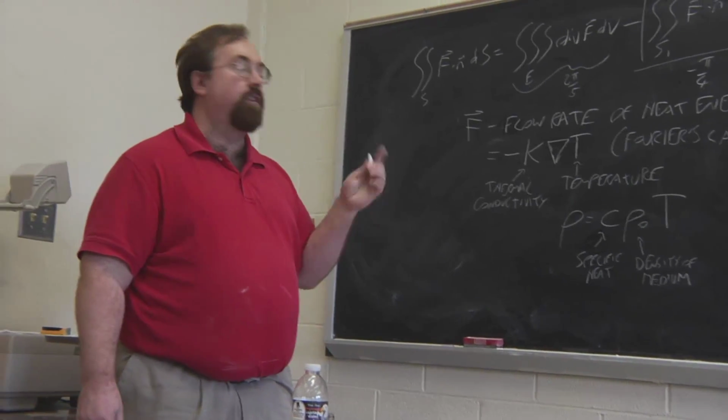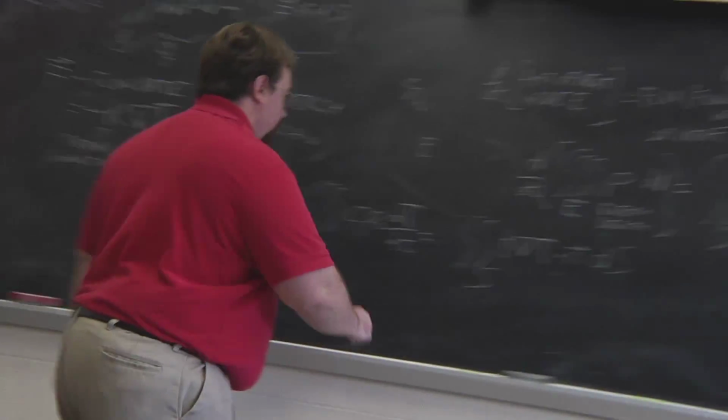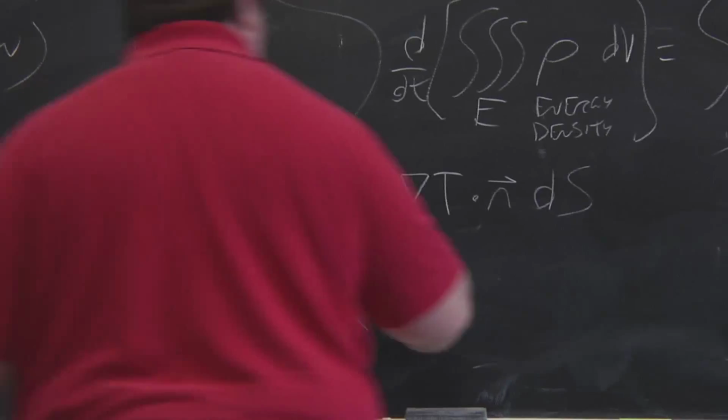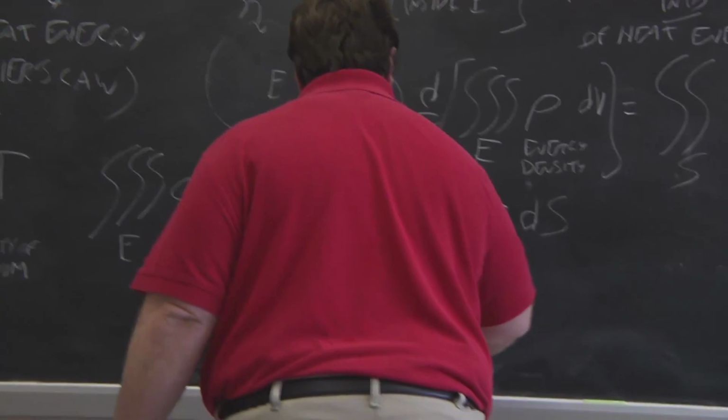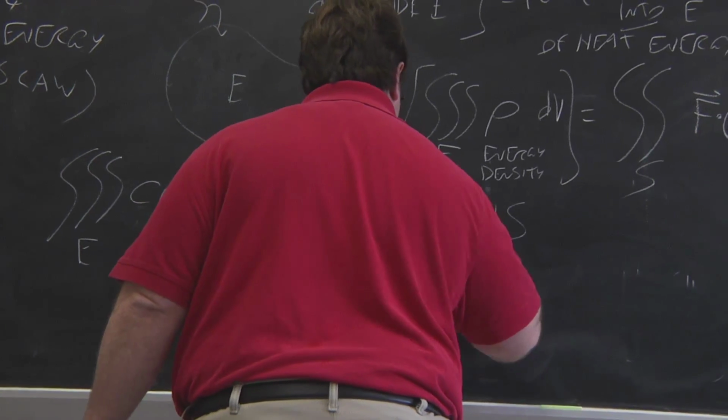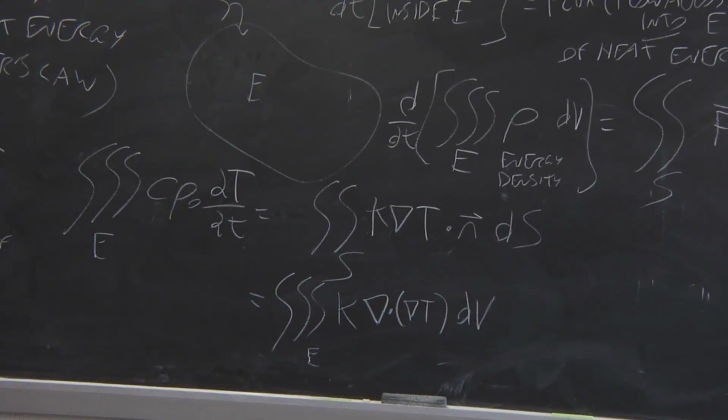We apply the divergence theorem. So this would be equal to the triple integral over E of K, which is a constant, and then we have the divergence of the gradient of T, dV. All right.